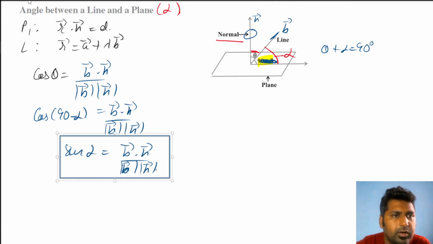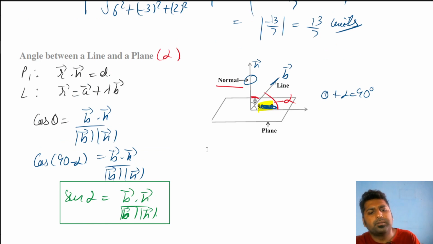This is the formula for the angle between line and plane. Remember, alpha is the angle between line and plane, so instead of cos, we'll calculate sine in this. And I've shown you the working why it is coming sine, because we have used the property of cos 90 minus alpha. Let's do the last example based on this.